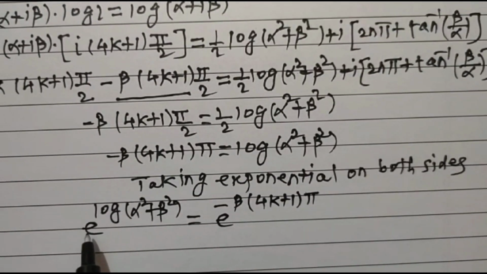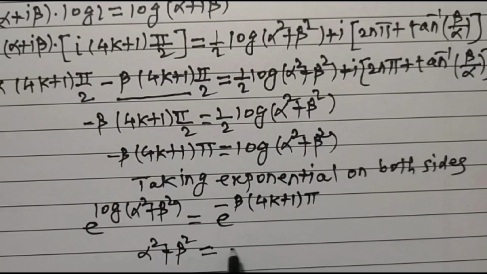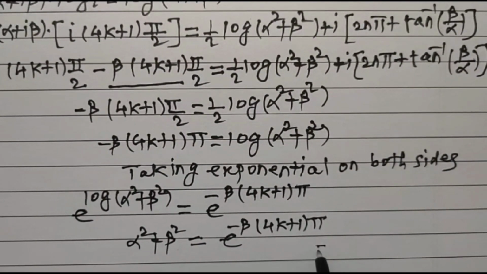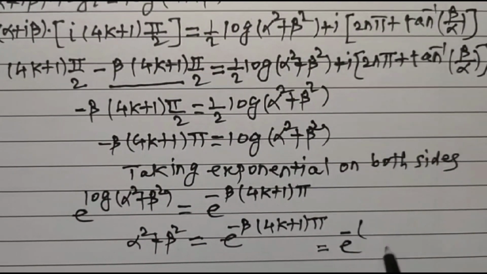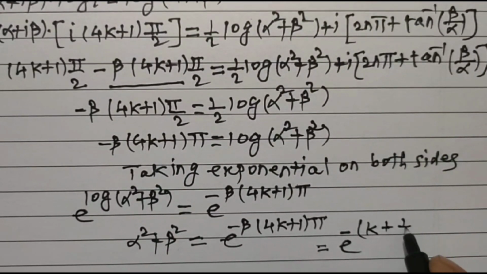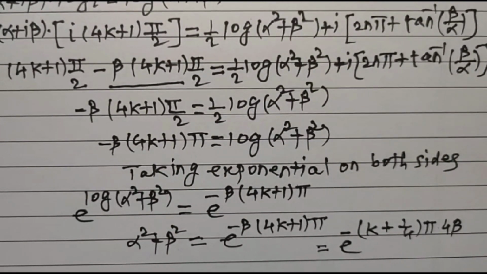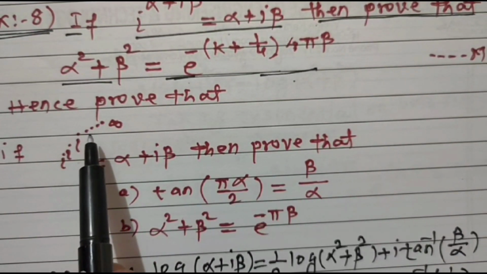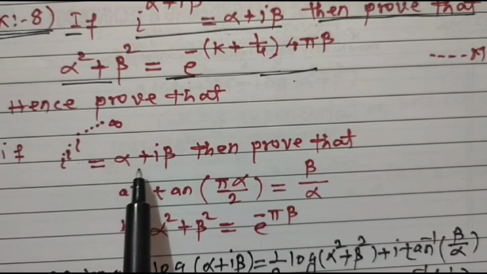Now e and log get cancelled. The left hand side becomes alpha square plus beta square, which is equal to e to the power minus beta into (4k plus 1) times pi, and this becomes e to the power minus (k plus 1 upon 4) times pi beta. So this is the solution. Now we have to prove this statement: i to the power i to the power up to infinity is equal to alpha plus i beta.